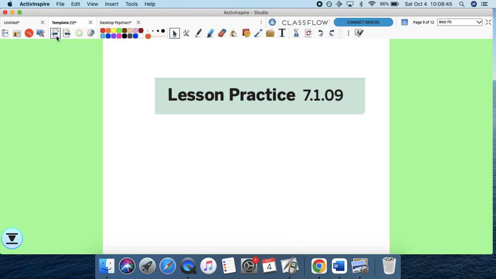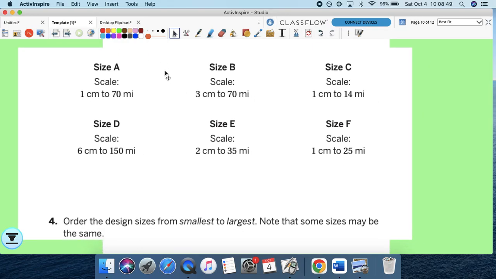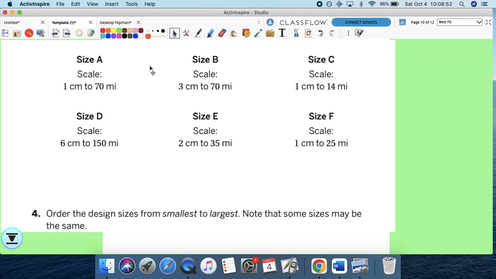Saturday, lesson practice number 9. And before I even get to the practice, I want to go over this. So the question was, if you're designing a t-shirt, which of these designs is going to give you the smallest design, the second smallest, to the biggest design.